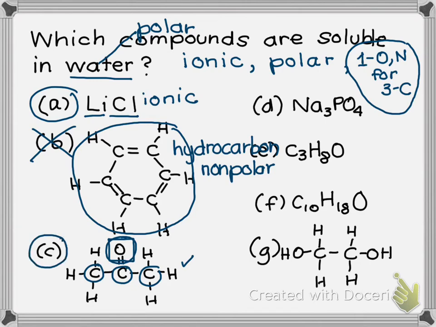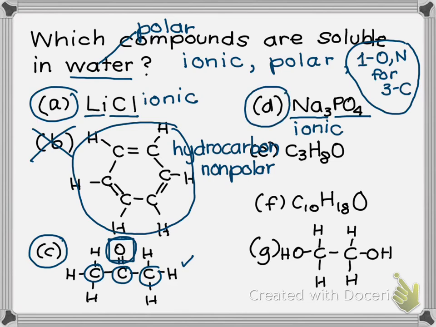Now letter D, again, I see this metal, sodium. Here's a polyatomic ion, phosphate. So this guy is ionic. And at this moment, I expect most ionic compounds to be soluble.